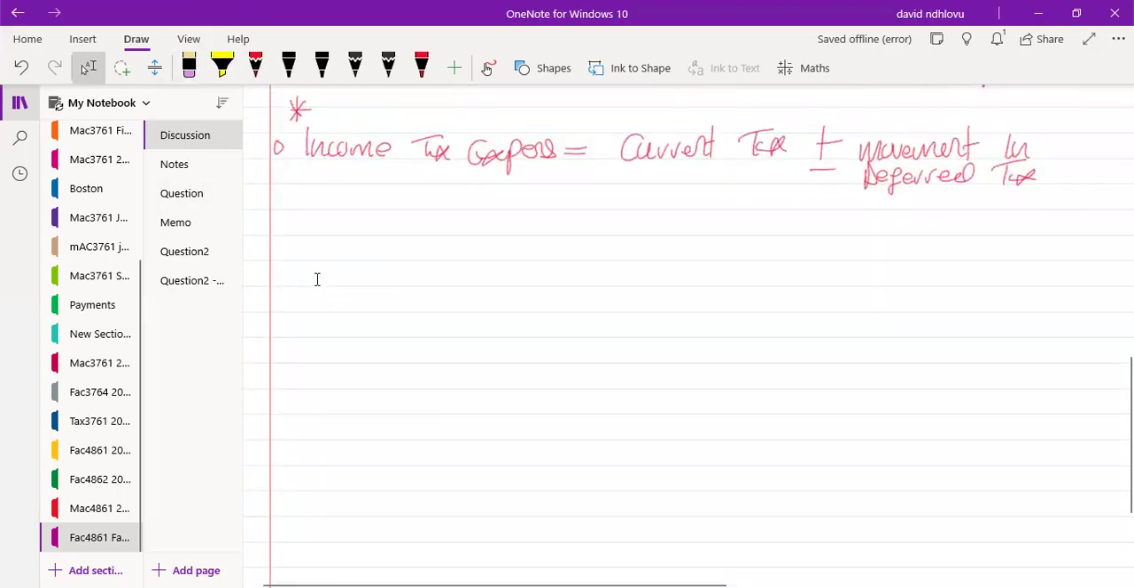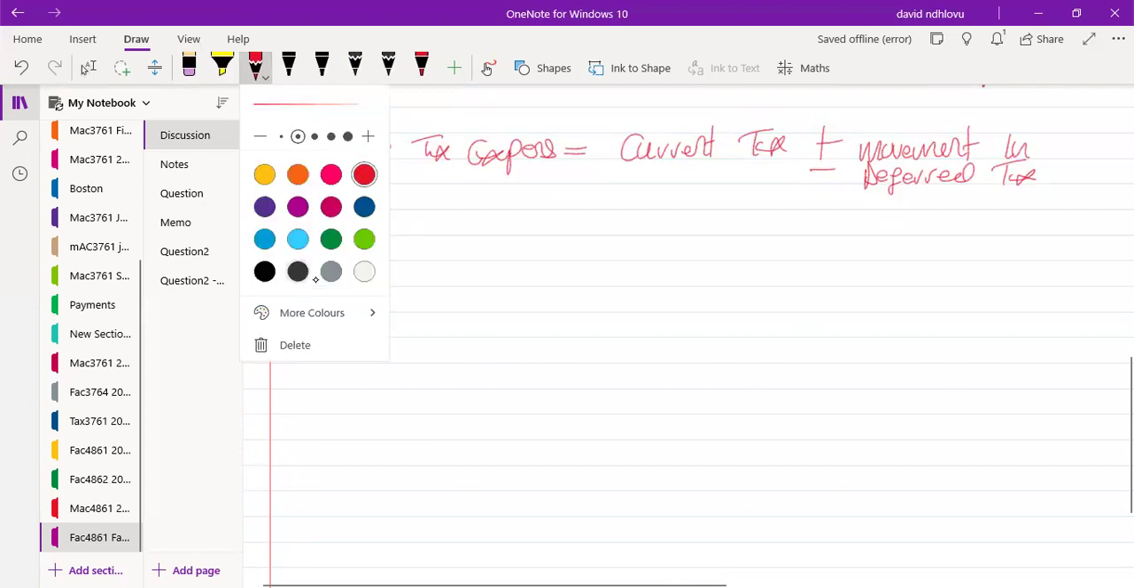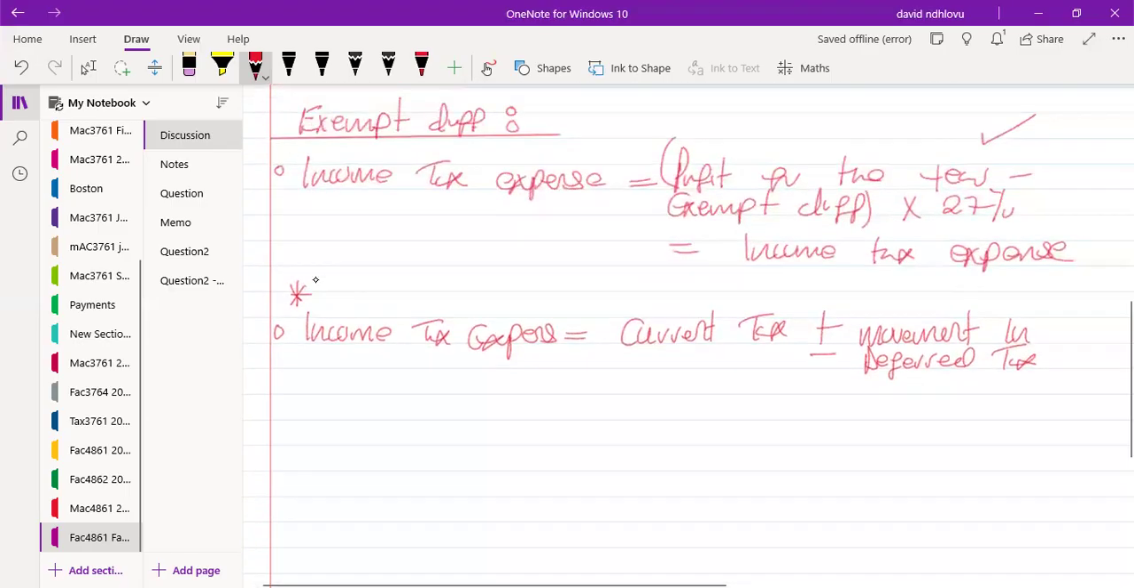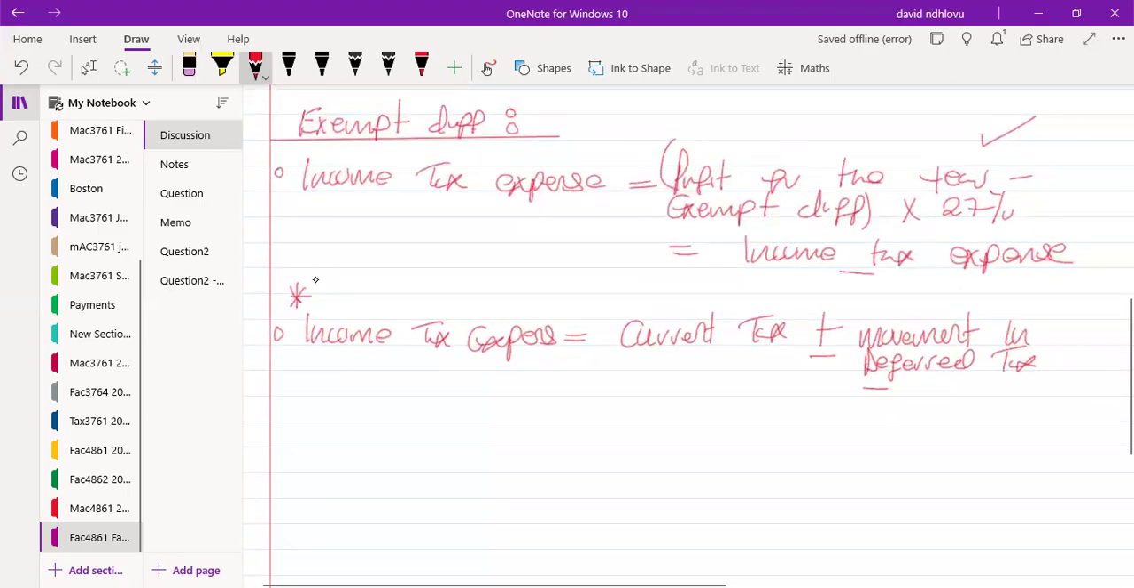Right, let me give you a small example before we go to our formal question that we want to do. So when you calculate income tax, you need to add the current tax for that particular year, plus or minus the movement in deferred tax. It will give you exactly the same amount as you will get there. Right, let's go through a quick example before we attempt the question, just to refresh.